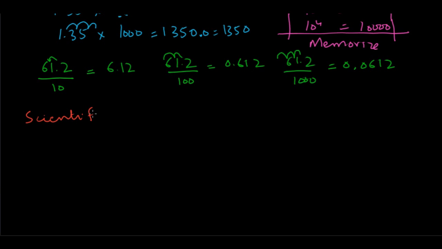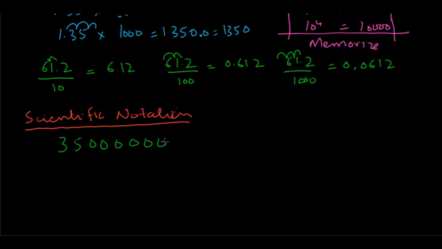Scientific notation. So whenever you have either very big numbers, so let's say 3,500,000, or very small numbers like 0.000236, it's easier to represent them with tenths, just like we saw.